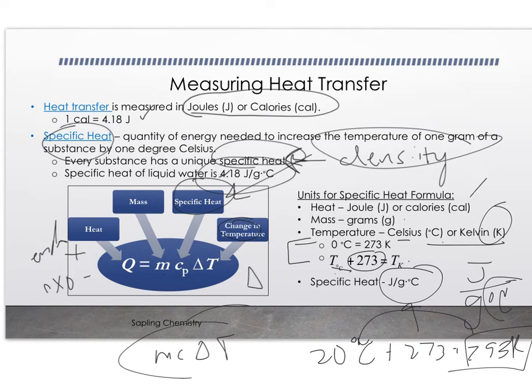So you need to be aware of the units for each of the following variables, because if you assume that anytime you see joules, that's heat, the joule per gram degree Celsius is specifically the specific heat. A lot of students get heat and specific heat mixed up, and that will make your calculations incorrect.